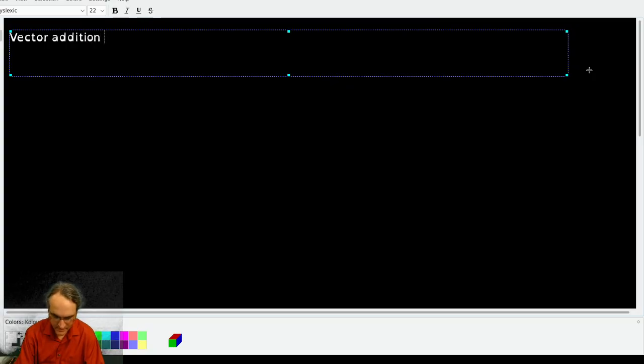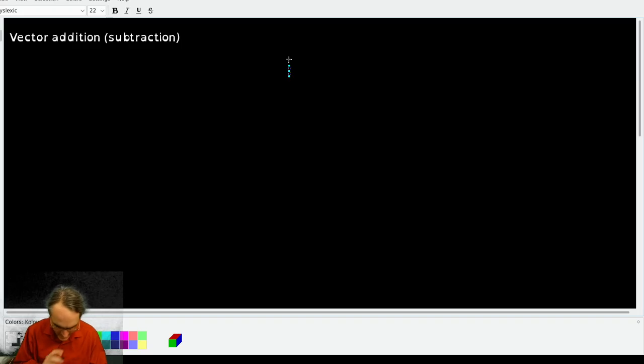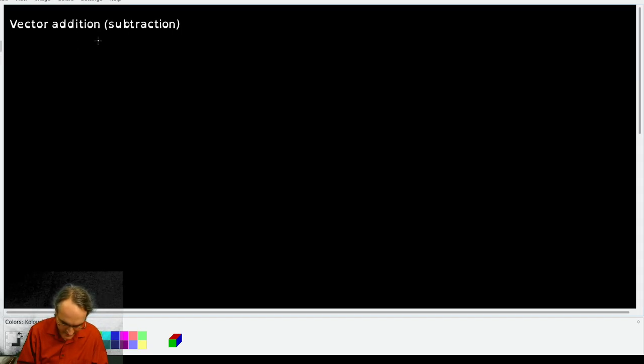Vector addition, and by extension, sort of subtraction, because subtraction can be thought of as adding a negative. We'll talk about, hopefully later, scaling a vector, which would include multiplying by a negative. But for now, we're just going to talk about vector addition.